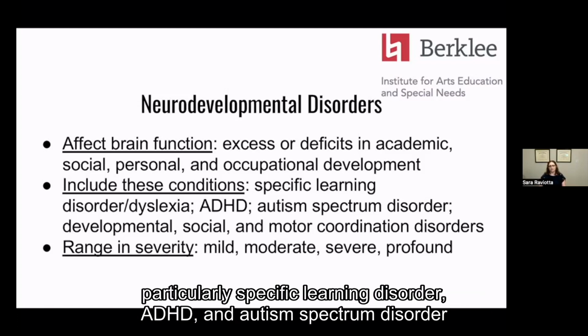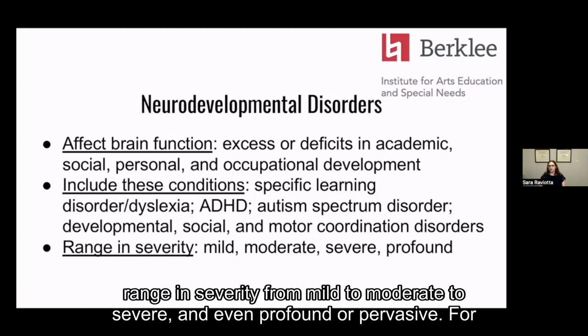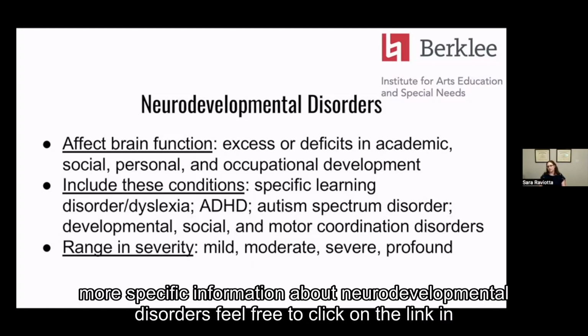Neurodevelopmental disorders, particularly specific learning disorder, ADHD, and autism spectrum disorder, range in severity from mild to moderate to severe and even profound or pervasive. For more specific information about neurodevelopmental disorders, feel free to click on the link in my learning module.